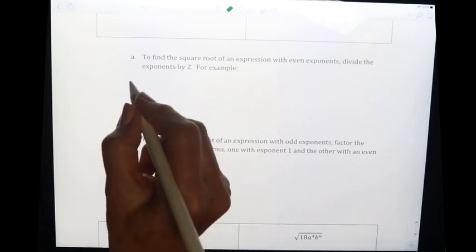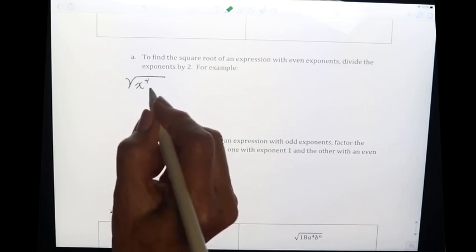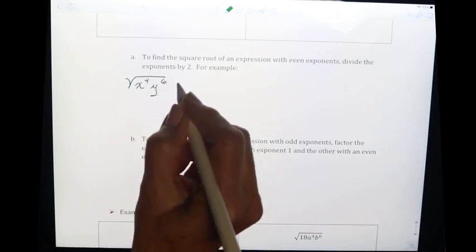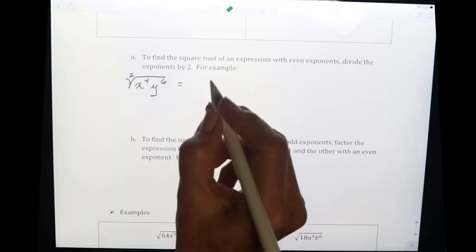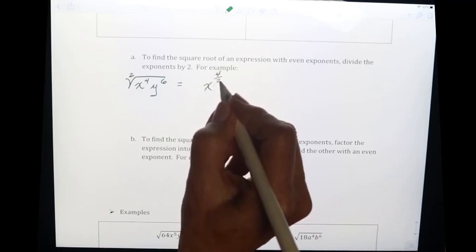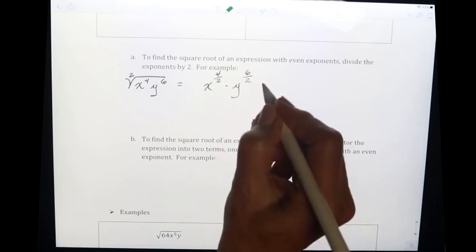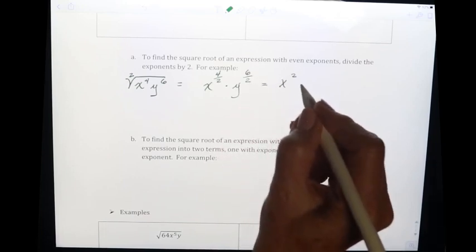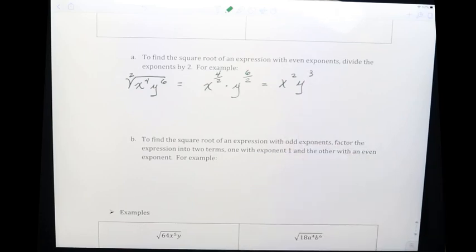For example, let's say we're trying to take the square root of x to the 4th and y to the 6th. There is an understood 2 index out there when you're doing a square root. So what we're going to be doing here is we're going to take that 4 and divide it by the index 2. And we're going to take this 6 and also divide by the index 2. And we're going to end up with x squared and y to the 3rd. Let's do one more example before we go back and start to work.